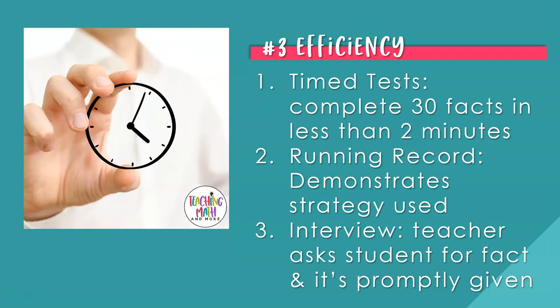There are 3 ways to assess for efficiency. Number 1 is a time test that can be done in 2 minutes or less. Students demonstrate on paper which facts they know quickly within the 2-minute timer. Number 2, running record demonstrates how your students are applying strategies to solve math facts. Students share their thinking to solve the math fact problem and give the answer. Running records primarily track growth from one period of time to another.